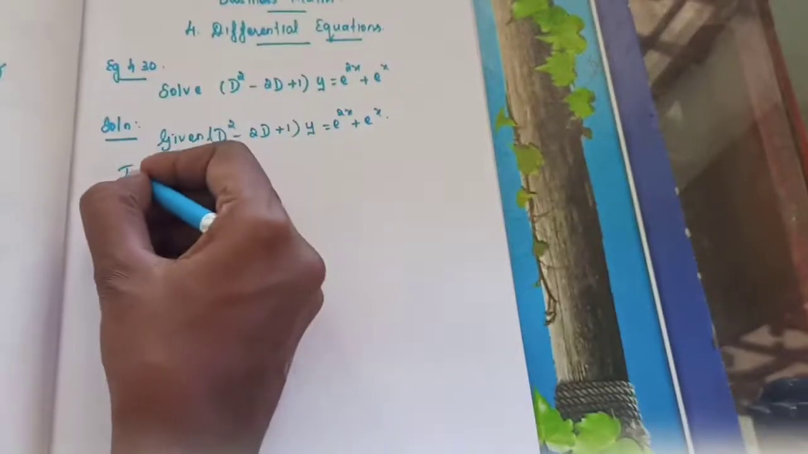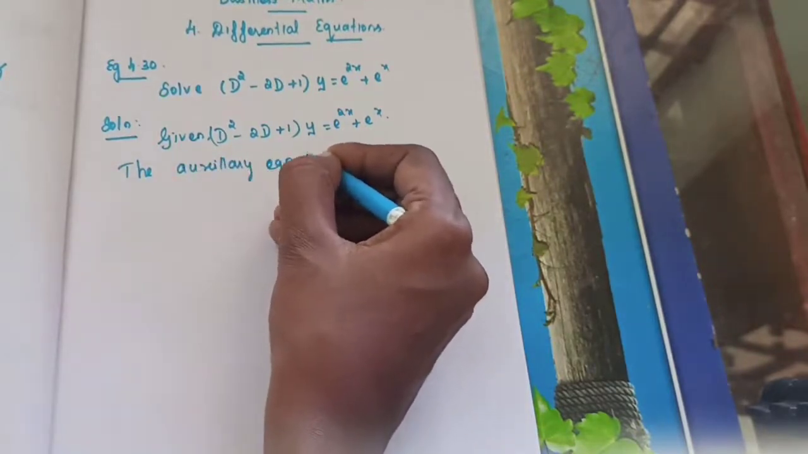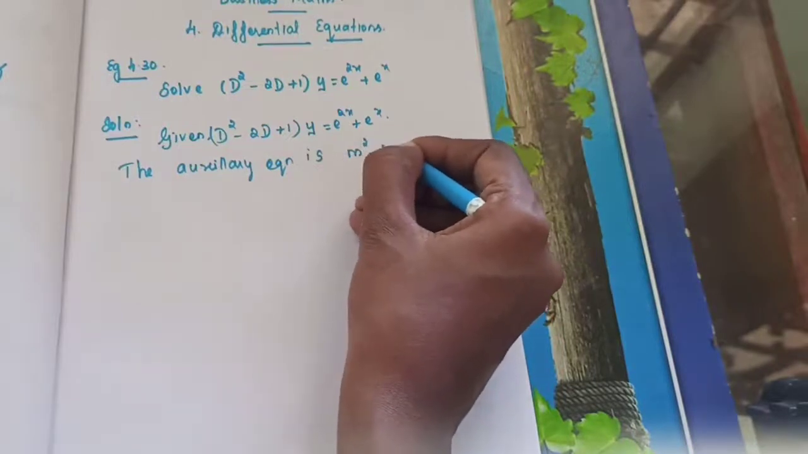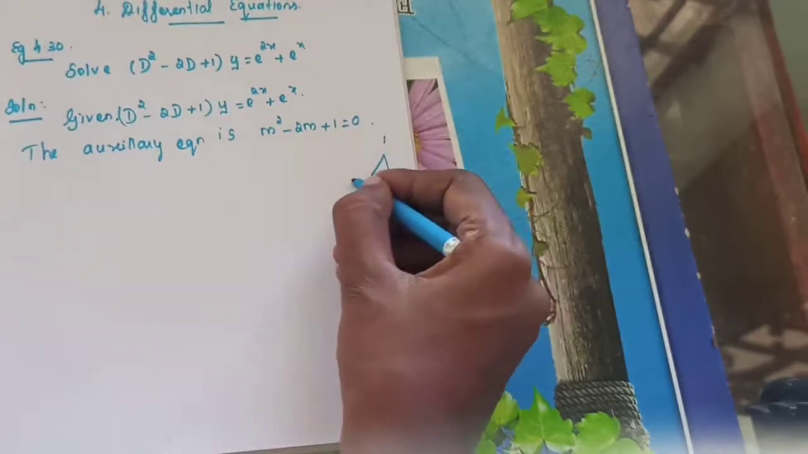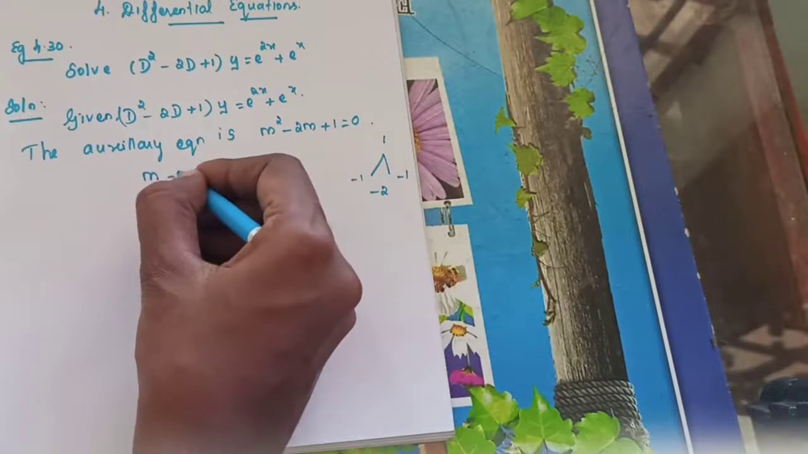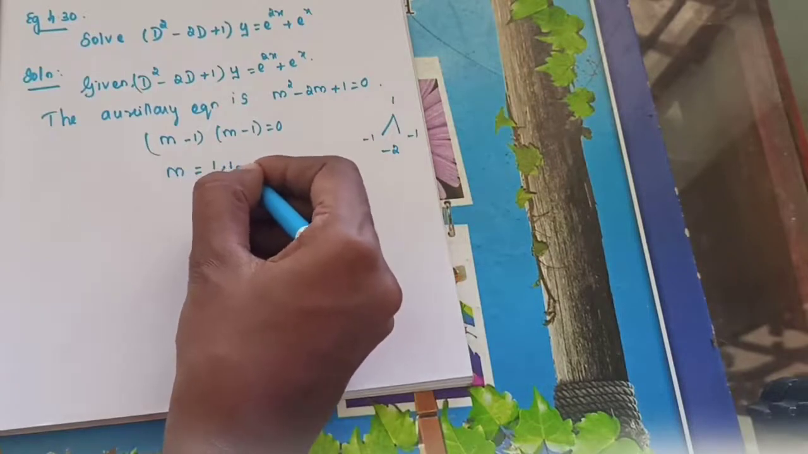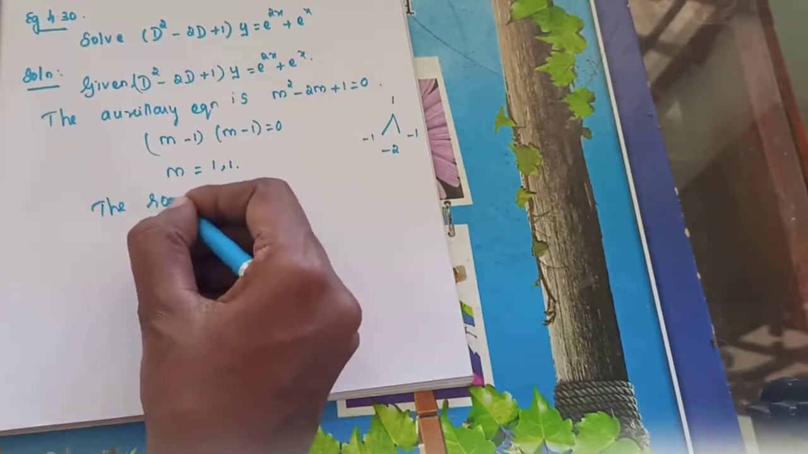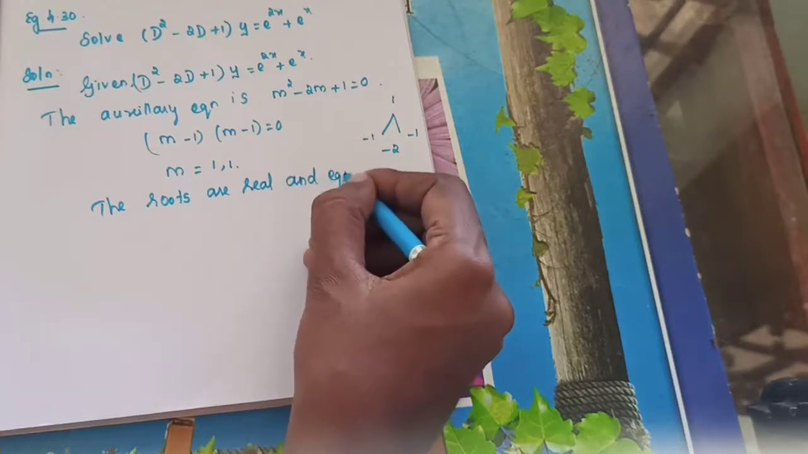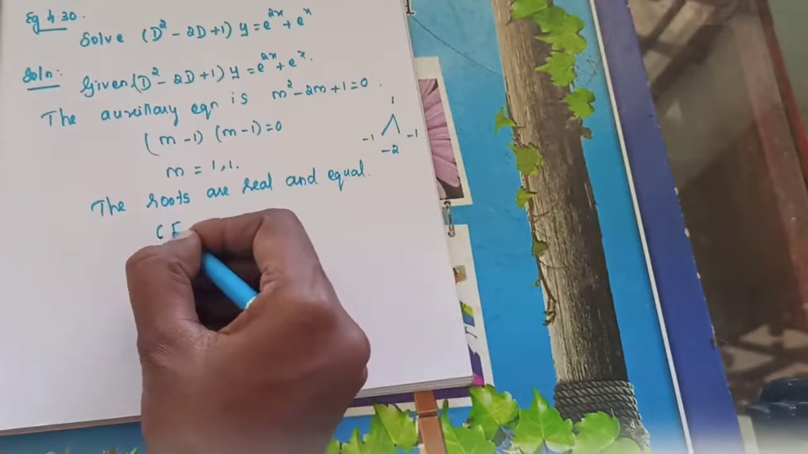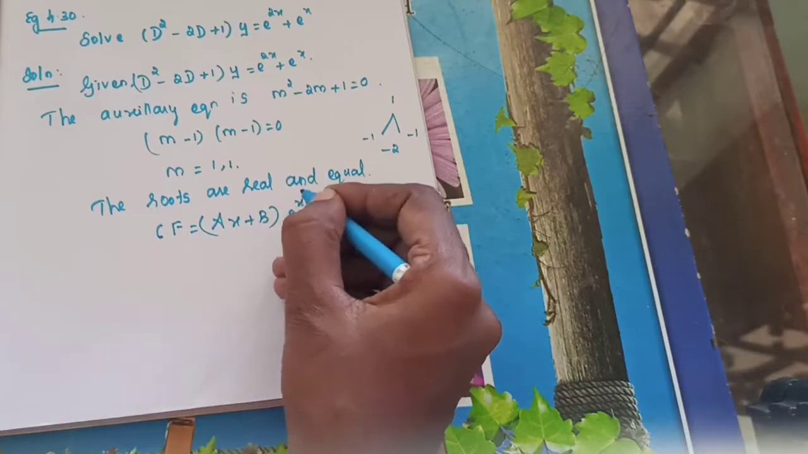What's the auxiliary equation? m square minus 2m plus 1 is equal to 0. Find out the factors: 1, and here minus 2 means minus 1, minus 1. So the factors are m minus 1 whole square equal to 0. So m equal to 1, 1. The roots are real and equal. So what about CF? (Ax plus B) into e power 1x, that is e power x.